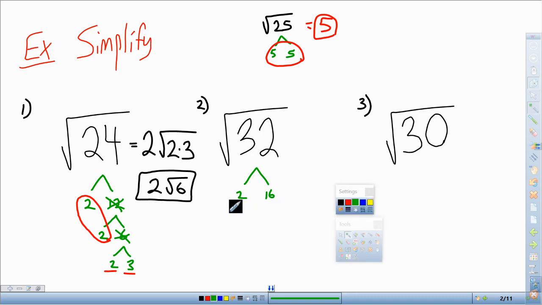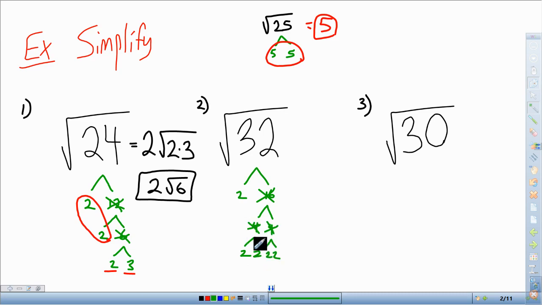So 2 is prime again. It doesn't need to be broken down. 16 isn't, so I'm going to break it down. I could do 2 times 8, or I could do 4 times 4. Just to make a point, I'm going to do 4 times 4, and I'm going to cross out 16. Here I have two numbers that are not prime, so I'm going to break both of them down. 4 is 2 times 2, cross it out. This 4 is another 2 times 2, cross it out. So I broke this down into its prime factors, a bunch of 2's, it just so happens.